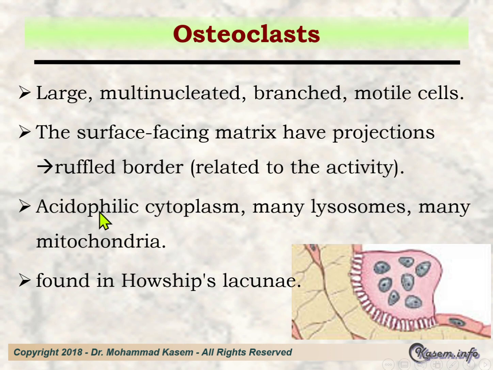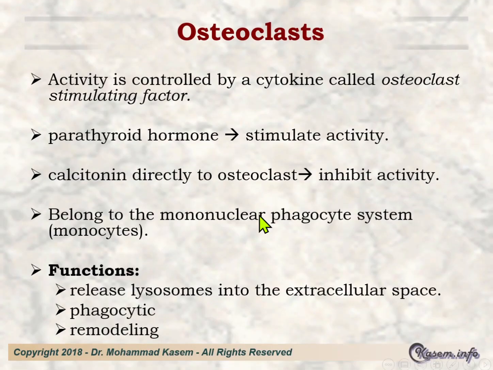The cells are acidophilic. They have acidophilic cytoplasm with many lysosomes and many mitochondria. Osteoclasts actually arise from the monocytes, like other macrophages of connective tissue. They are from the monocytes of the blood.